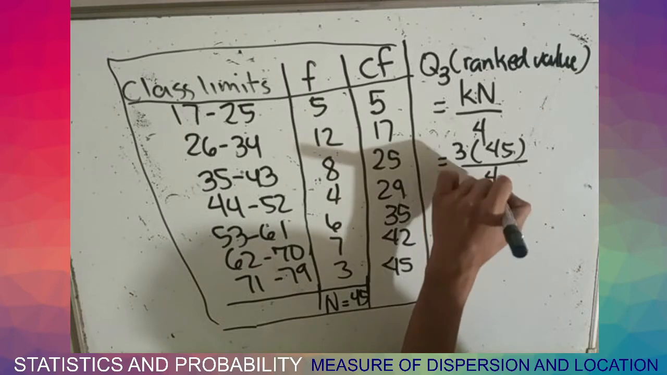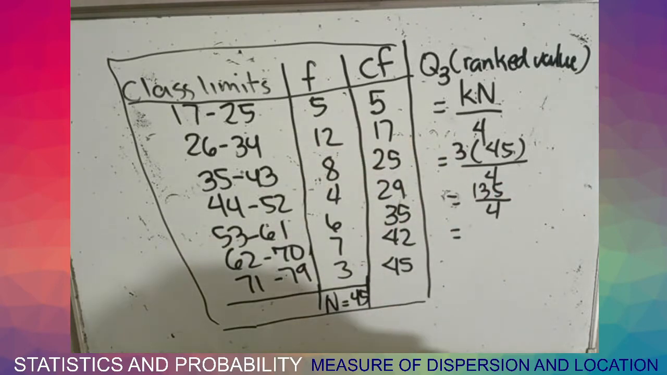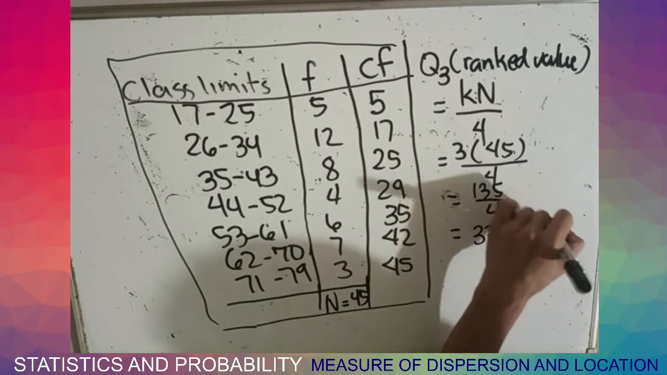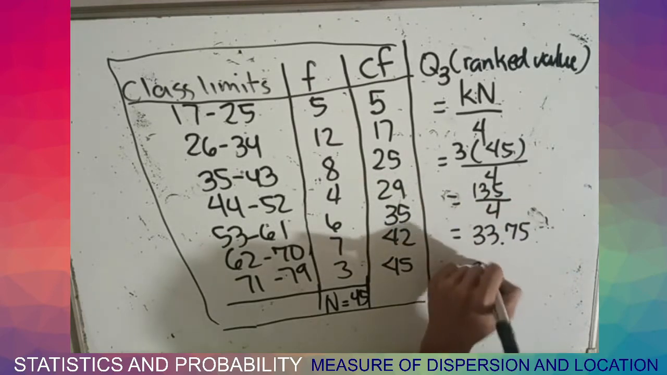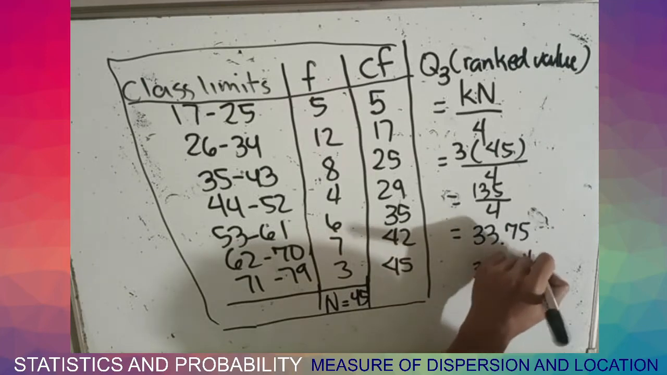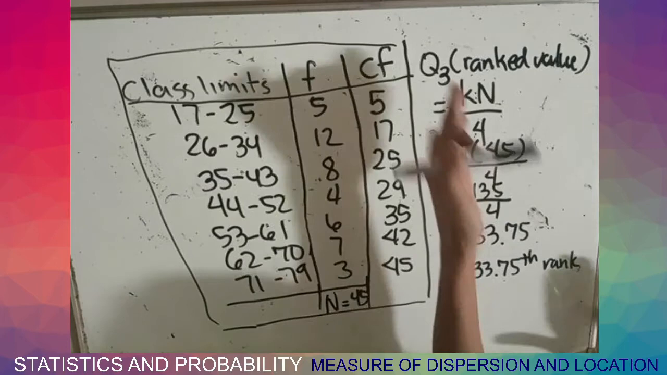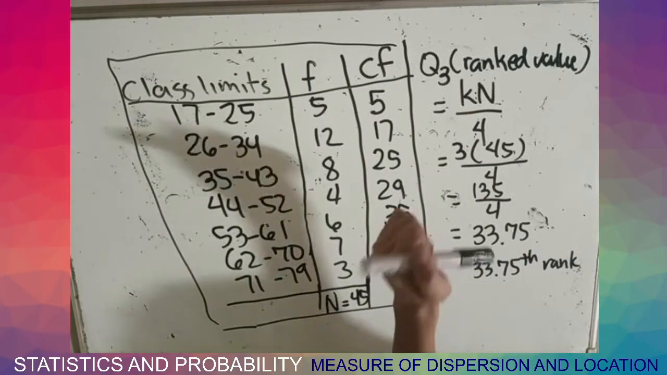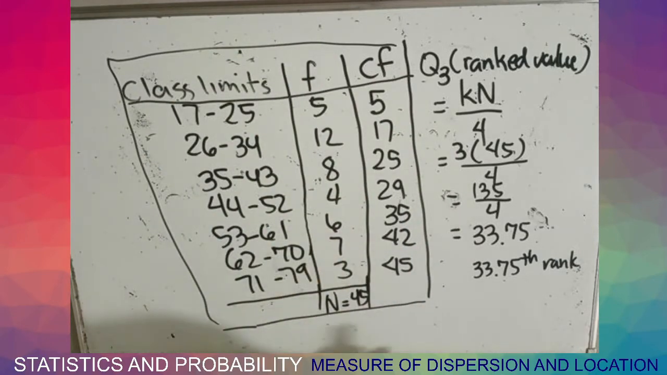Okay, 135 divided by 4 is 33.75. So, hanapin natin si rank value natin na 33.75 rank sa ating frequency distribution table. So, paano natin siya hanapin?